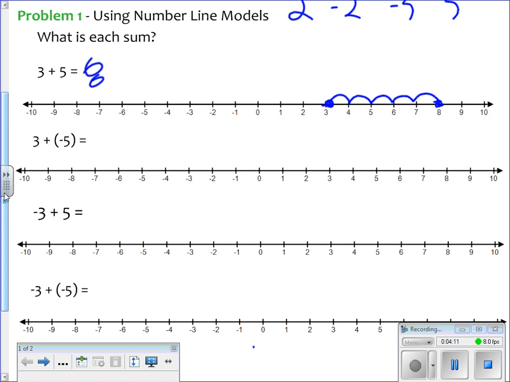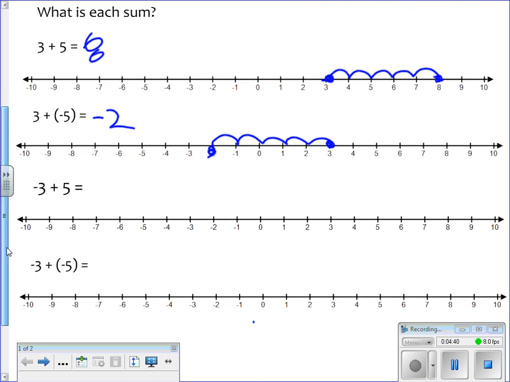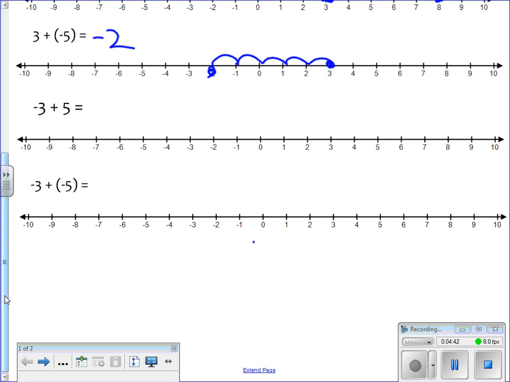Plot the first number. So I put a dot at 3. And this one I'm adding -5, so I would want to move to the left 5 places. 1, 2, 3, 4, 5. So my answer is -2. Does it make sense? Do those two.